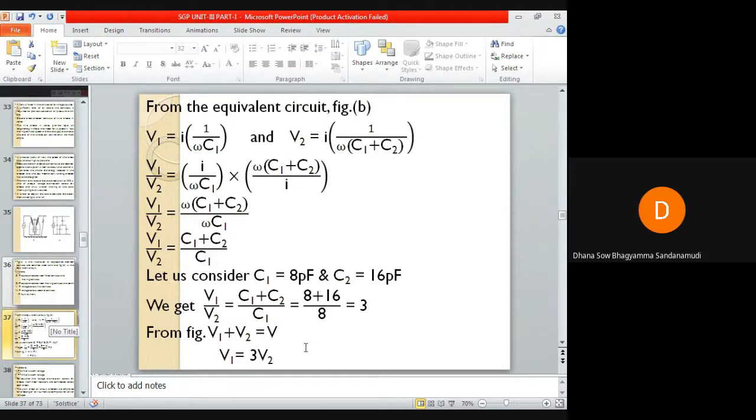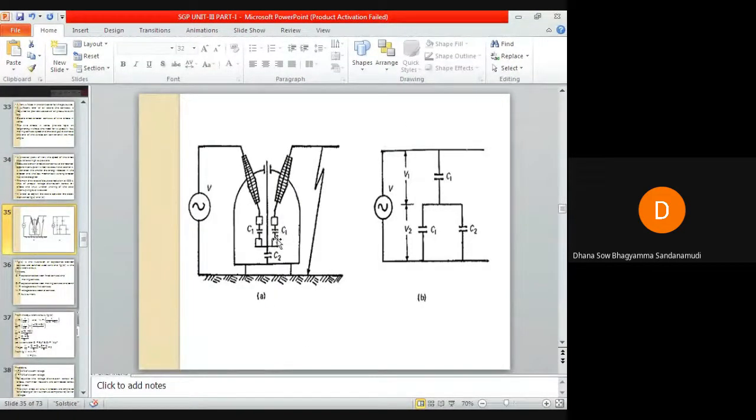So we can say V2 is 25% of the system voltage and V1 is 75% of the system voltage. So the voltage distribution across these two breaks is not equal, but voltage distribution actually should be equal. So to equalize the voltage distribution across the breaks, a non-linear resistor must be connected across each break.